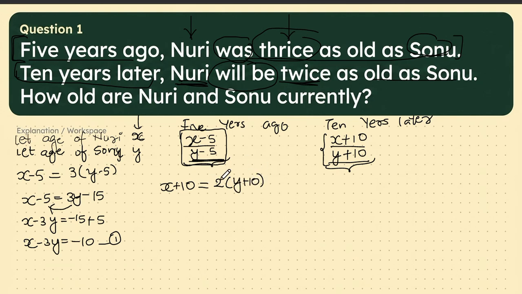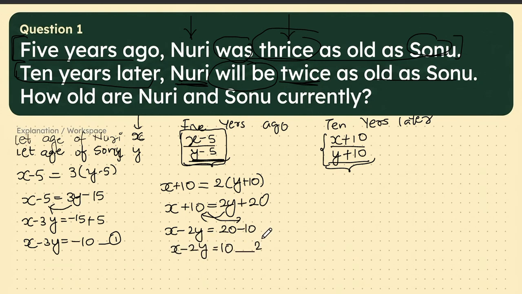So again just multiply 2 inside. So we'll get x plus 10 is equal to 2 into y, 2y plus 2 into 10, 20. So rearrange the terms. If we take 2y this side and 10 this side, we'll get x minus 2y is equal to 20 minus 10. So x minus 2y is equal to 10. This is our equation number 2.